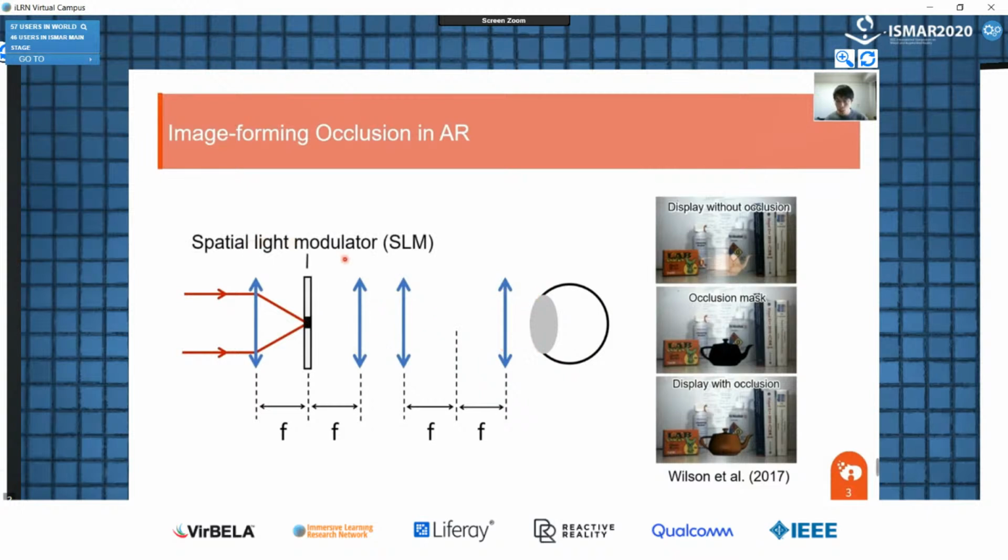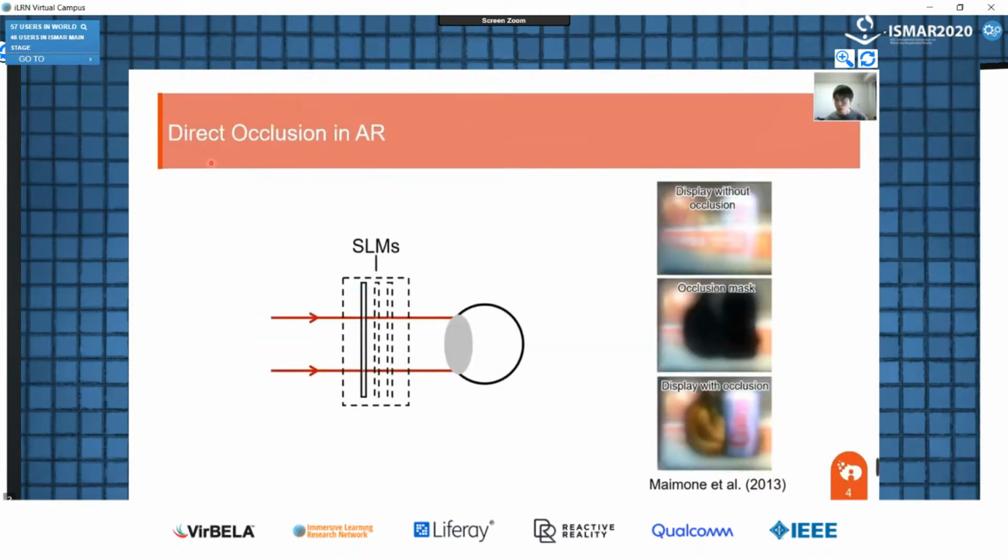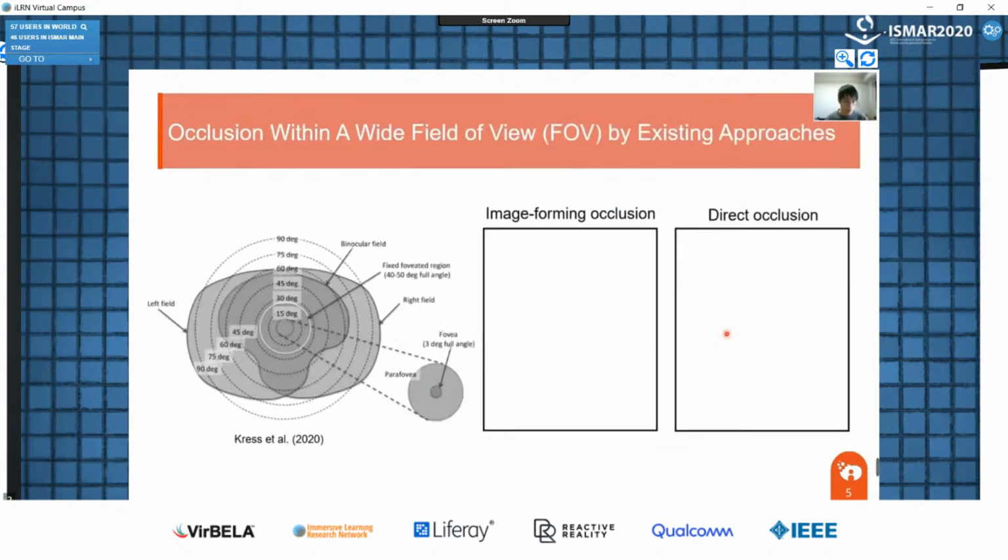The spatial light modulator, SLM, can be put at this plane to render occlusion for each incident beam. In general, the advantage of this method is a sharp occlusion mask, but the disadvantage is a narrow field of view. Another method is direct occlusion that only uses SLMs to render the occlusion. In general, this method can provide a wider field of view, while it can only render a broad occlusion mask.